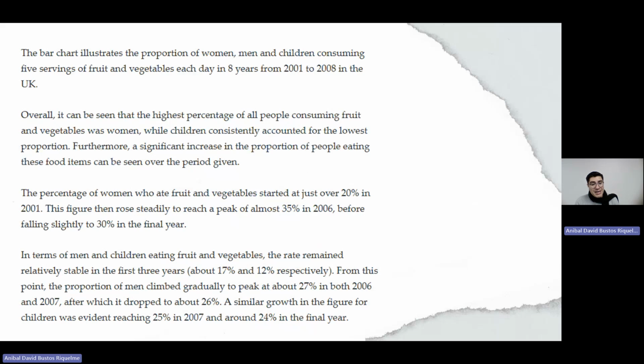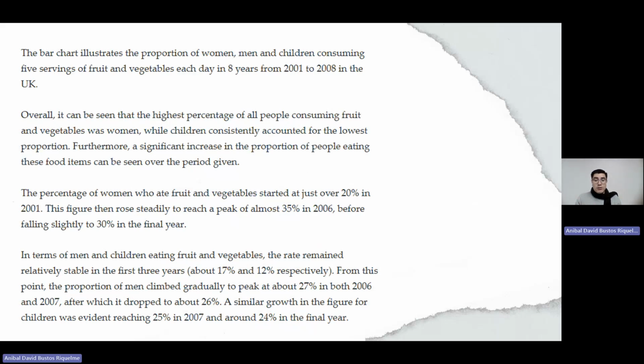From this point, the proportion of men climbed, went up, increased gradually to peak at about 27% in both 2006 and 2007. Now we have the percentage in both years. After which it dropped, it decreased to about 26%. A similar growth in the figure for children was evident, reaching 25% in 2007 and around 24% in the final year. So now we have the percentages in the first year, the percentages in 2007 for children, and the percentages for 2008, which we know is 24%. And also we know the numbers for men, which started at 17% in the first year, 27% in 2007, and then 26% in the final year, which is 2008.